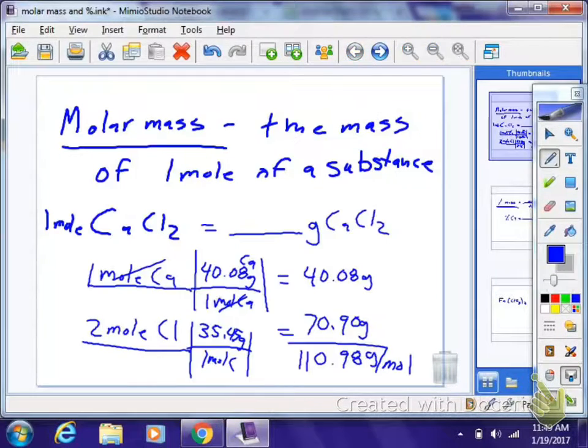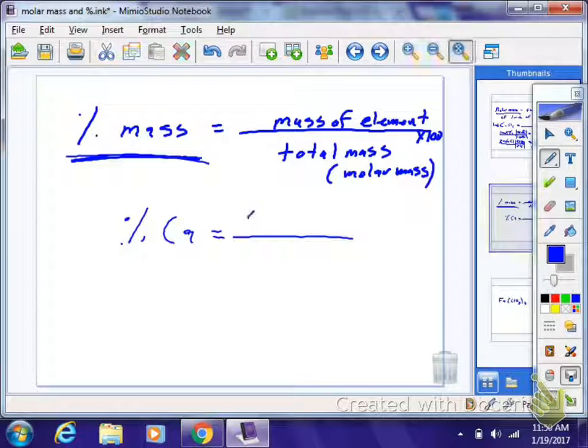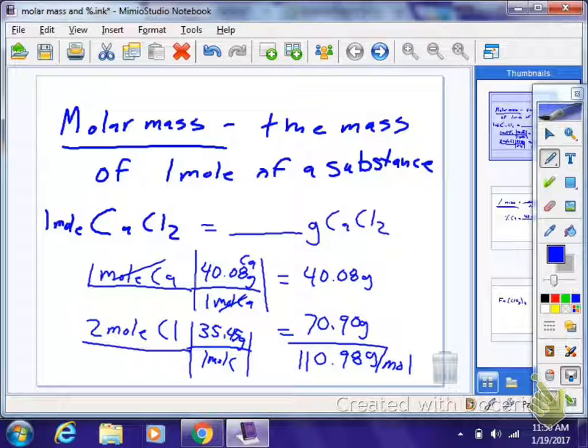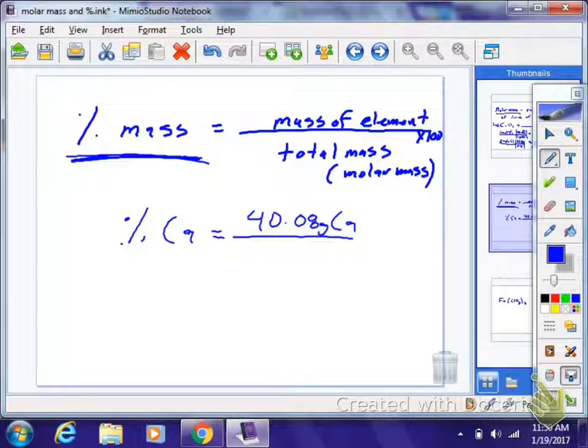So we go and we look. How many grams of calcium do we have? 40.08. So we go 40.08 grams of calcium, and we divide by the total. Total is 110.98. So we divide by 110.98 times 100. And that gives us our percentage. And that's really all you do for percentage by weight.